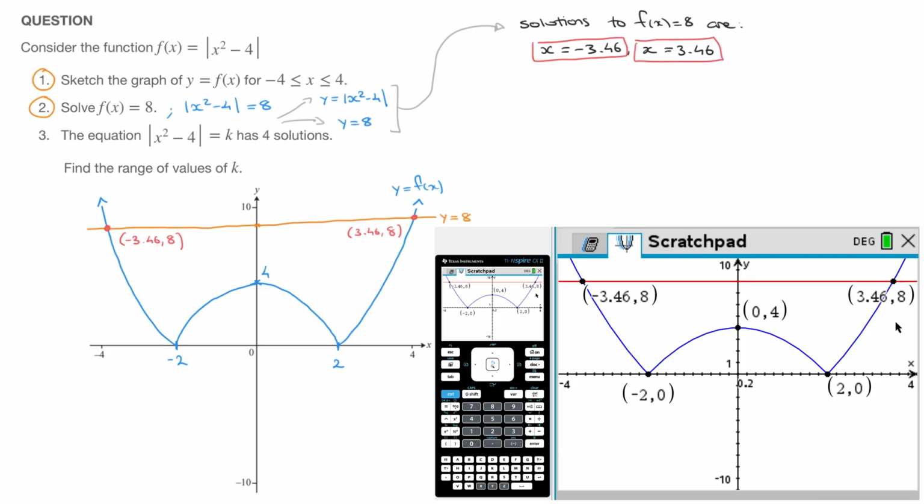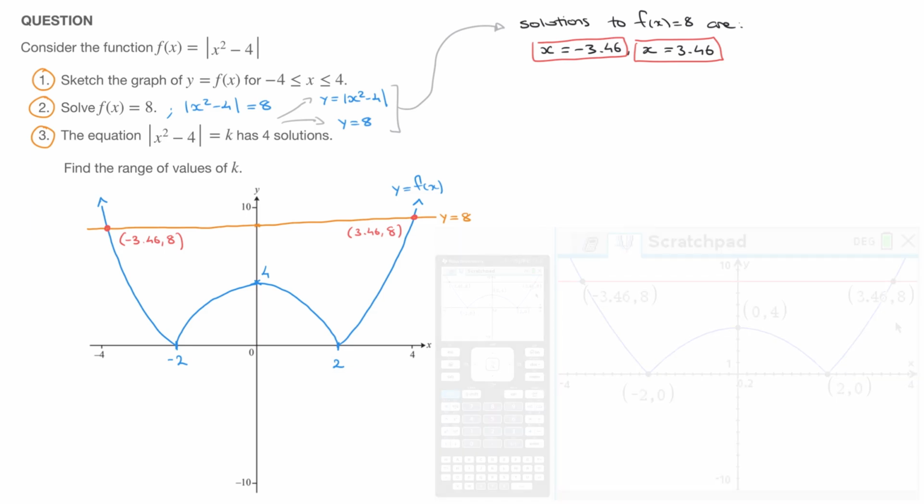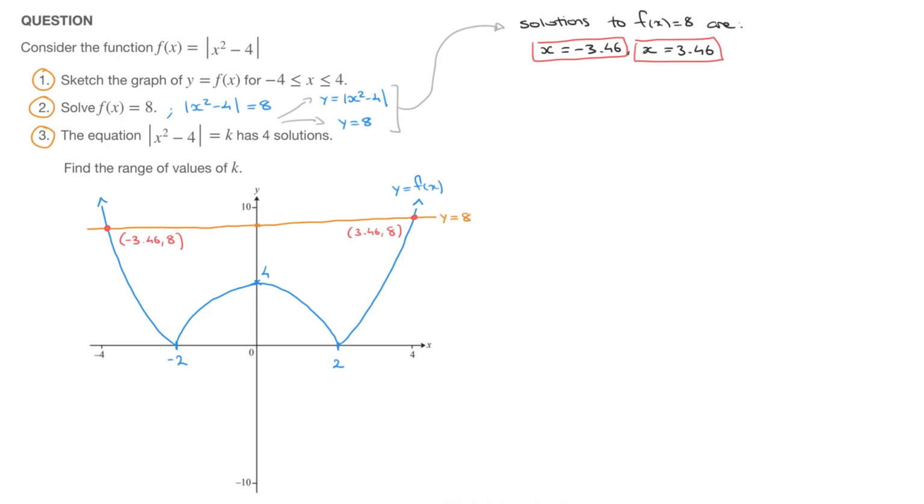Okay, now that that's done, we move on to the third and final question, in which we're told the equation absolute value of x squared minus 4 equals k has 4 solutions. And we're told find the range of values of k. Alright, now when looking at this equation, it's important to realize here that regardless of the value of k, we would solve this equation in exactly the same way that we solved the equation we just saw in question 2.